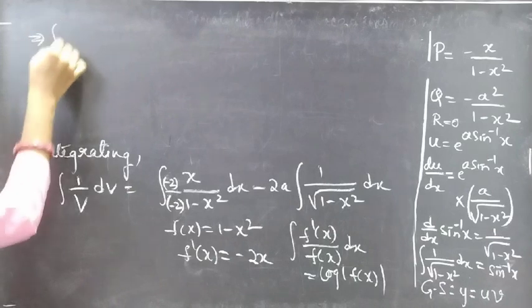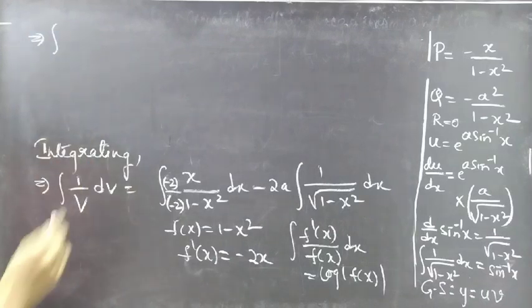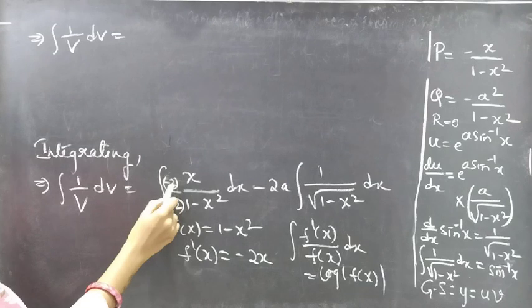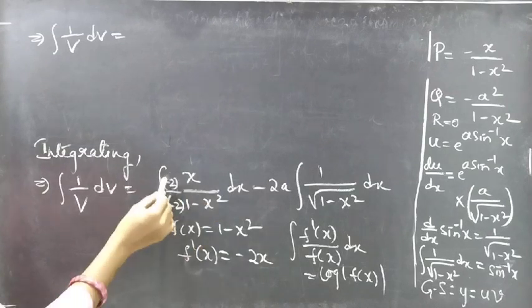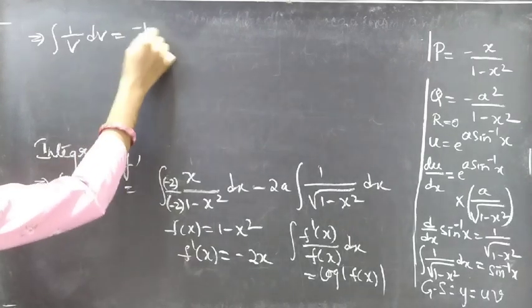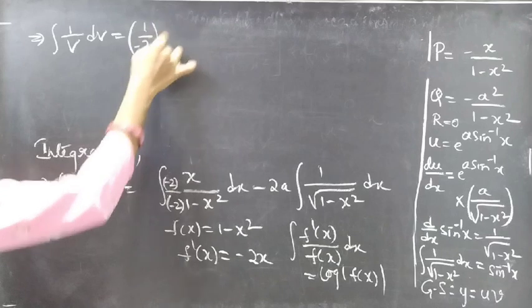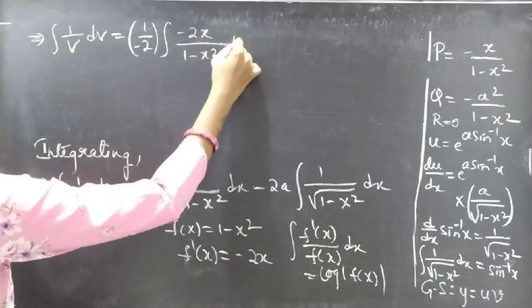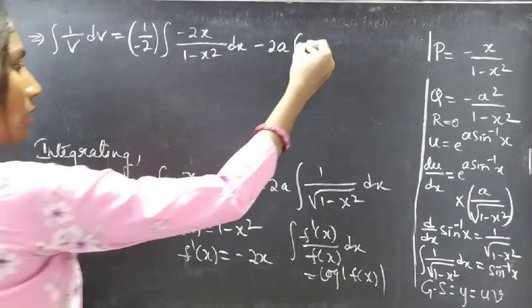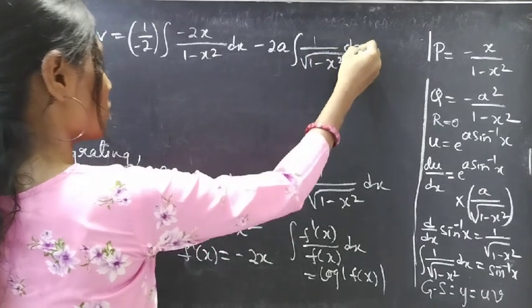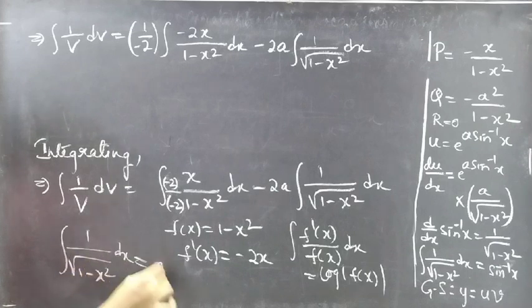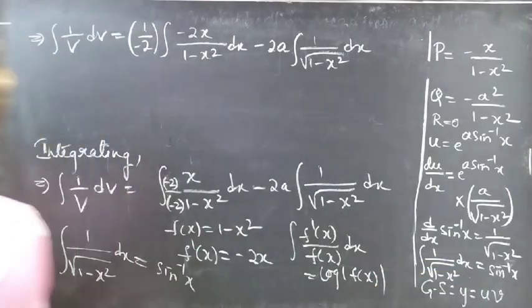Then this becomes, I'm not performing any kind of integration here, just leave this numerator minus 2 as it is and take this 1 by minus 2 outside the integral. We'll get 1 by minus 2 into integral minus 2x by 1 minus x square into dx minus 2a into integral 1 by square root of 1 minus x square into dx. And also we know that integral 1 by square root of 1 minus x square dx is sine inverse x, right? Now let's perform integration.